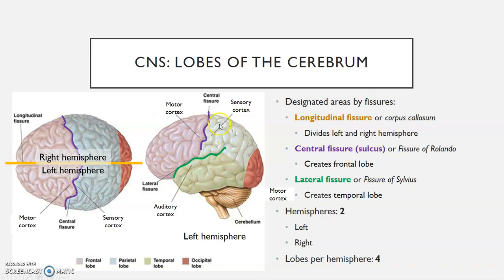And then we also have the parietal lobe that sits just behind the central fissure, and the occipital lobe, which isn't defined by fissures, but it's here in the back of the brain. Now all of this information again just repeats on the right hemisphere. So we have 4 lobes on each side or each hemisphere of the brain.